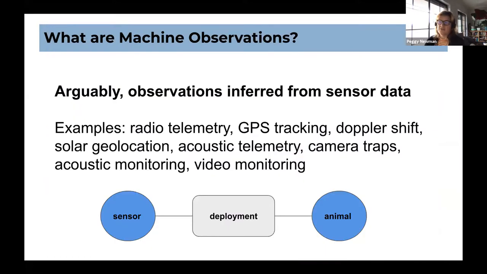What are machine observations? Well, arguably they're observations inferred from sensor data. Some examples include radio telemetry, GPS tracking, Doppler shift, solar geolocation, acoustic telemetry, camera traps, acoustic monitoring, video monitoring. So the basic model is where we have a sensor and an animal and a deployment where the sensor captures some sort of information about usually the animal.